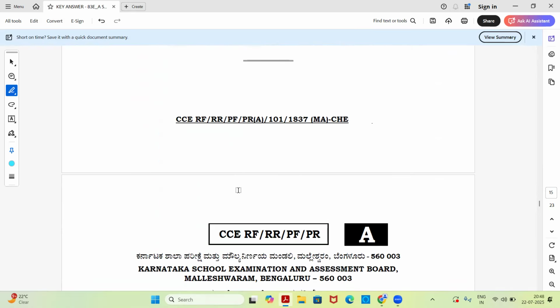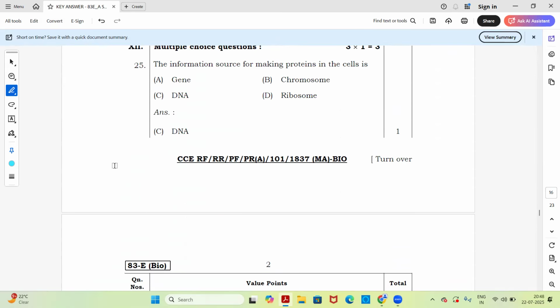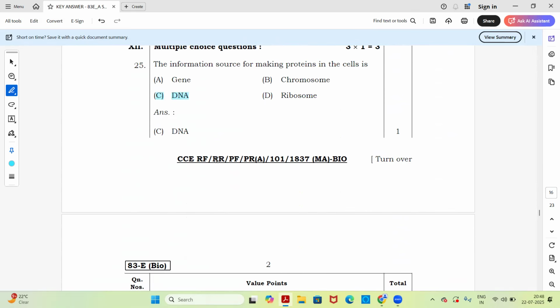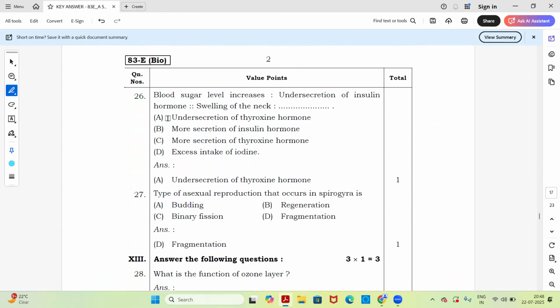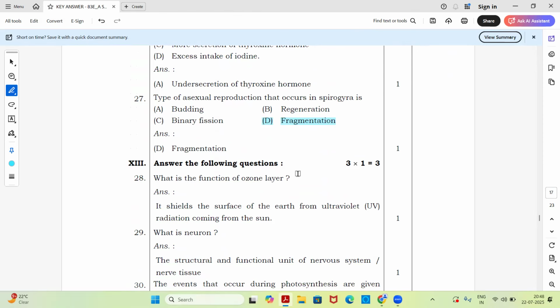Okay. Moving to next part C, that is biology. Okay, so multiple choice questions under the biology section. The information source of making proteins in the cells is dash. So the answer is option C, DNA. Next, blood sugar level increases under secretion of insulin hormone. Swelling of the neck is dash. It is because of under secretion of thyroxine hormone. Option A is the right answer. Okay. Next, the type of asexual reproduction that occurs in Spirogyra is option D, fragmentation. Okay, so out of four options, fragmentation is the right one.